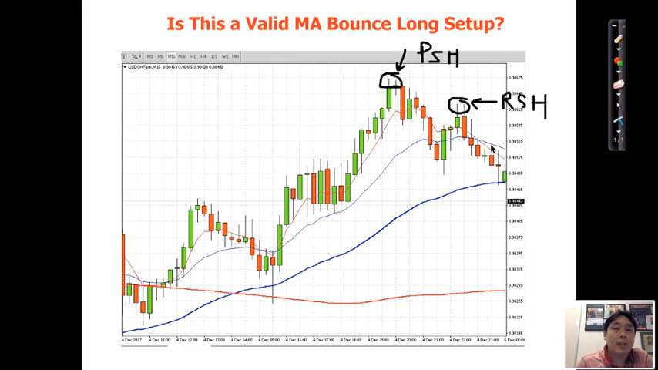Next, where's my recent swing low? This is my recent swing low, where I anticipate a bounce. So this is my swing low, and where's my previous swing low? It is here. So again, you can see that my recent swing low is lower than the previous swing low. Lower lows. My recent swing high is lower than the previous swing high. Lower high. So lower highs, lower lows, not that confident that it's a clear uptrend. So this is not a valid trade.